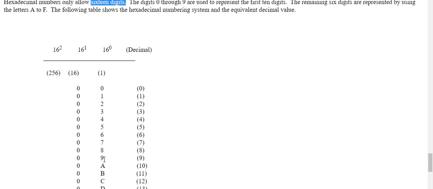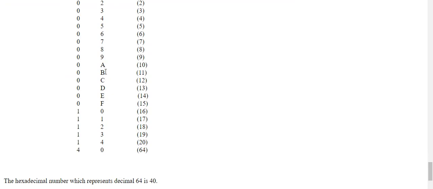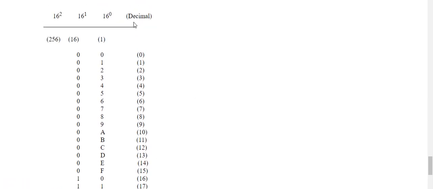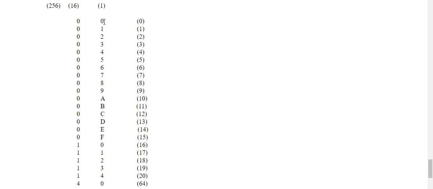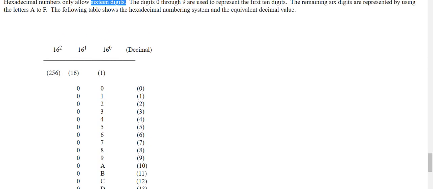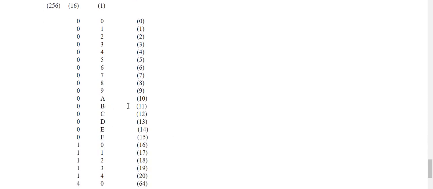So we've got the digits 0 to 9, just like the decimal numbers. But now, because we need an extra 6, we've got 16 digits, we're going to use the letters A, B, C, D, E, F. So if we look at the decimal equivalent here, just focus on these numbers. These are the 16 digits of the hexadecimal numbering system. In decimal, 0 is 0, 1 is 1, and so on. But the letter A represents 10 in decimal. B is 11, C is 12, D 13, E 14, F 15. F is the biggest digit in the hexadecimal numbering system.